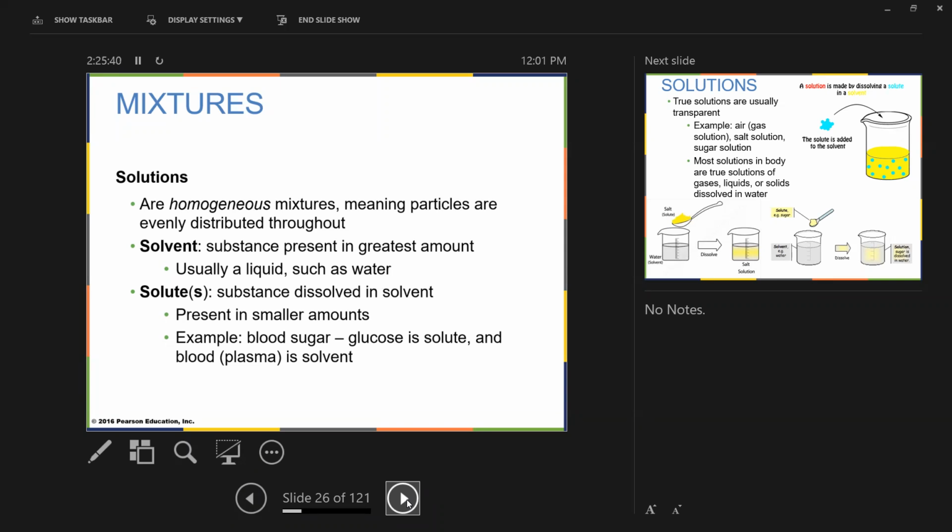In our bodies, blood sugar shows up in our blood plasma. The plasma is the liquid portion of our blood. It's what the red cells and white cells and platelets float in. The plasma is where sugar goes when we eat something. The sugar goes into our plasma. We can measure that. We can filter it out. The glucose, the sugar, is our solute, and the plasma is our solvent.